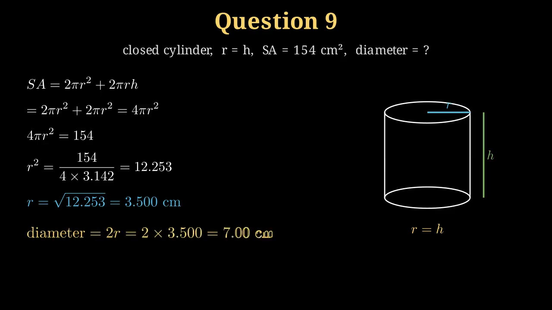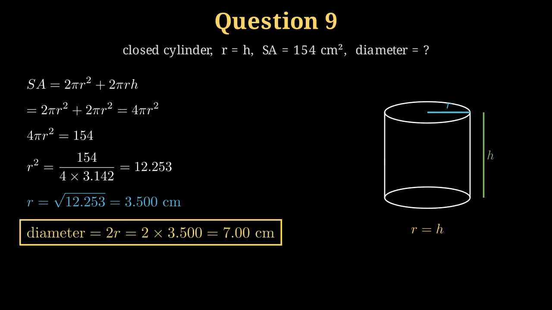But the question asks for the diameter, not the radius. The diameter is just twice the radius, so 2 times 3.5 is 7.00 centimetres. Well done. That's question 9 complete.